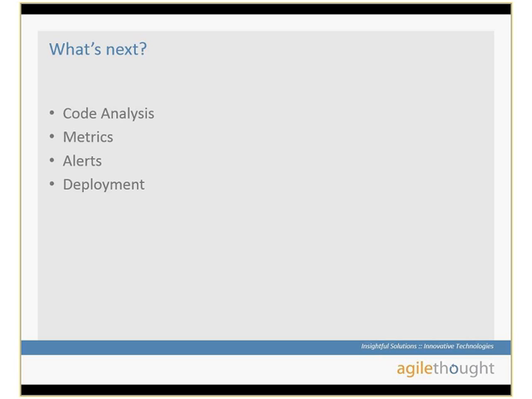So if you have a set of rules that you want to check your code against every time someone checks in and runs the build, you can turn on code analysis. You can add more metrics. You can create alerts. So maybe every time your build fails, you want your team to be notified. And maybe you want to deploy your application as well. So let me show you how to do some of those things.